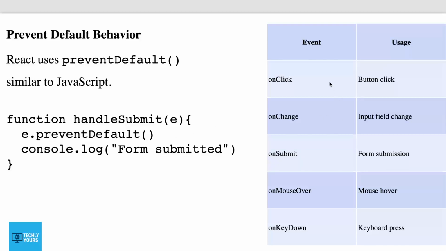And then we have some events and their usage. onClick is used for a button click. onChange is used for an input field change. onSubmit is for form submission. If we are hovering the mouse, then we will be using onMouseOver. If we are pressing any keyboard key, then onKeyDown.